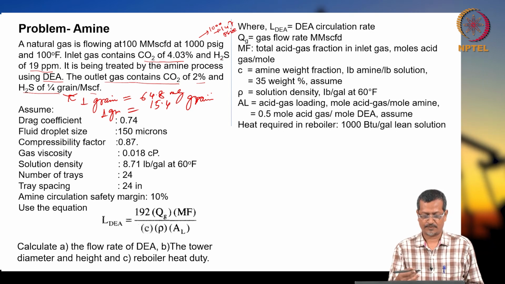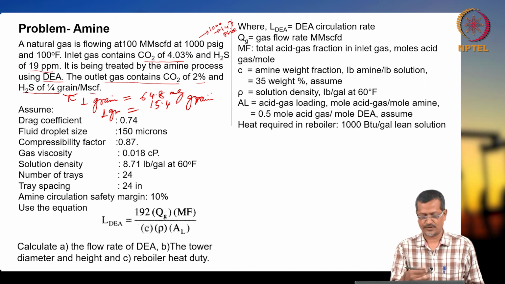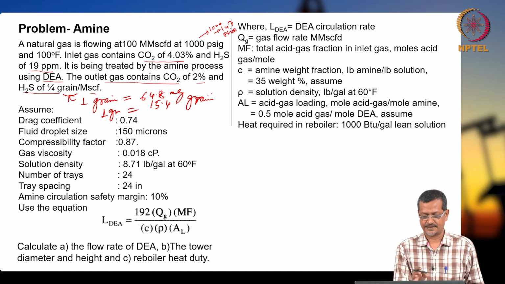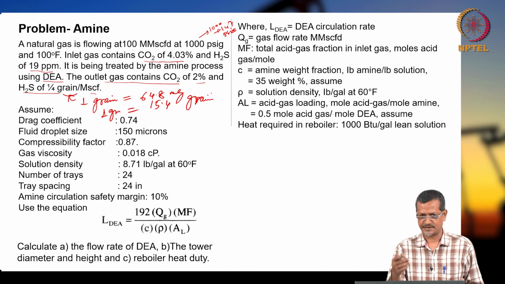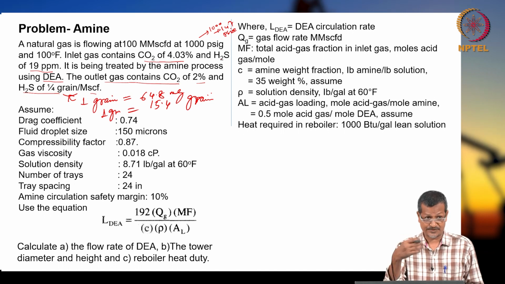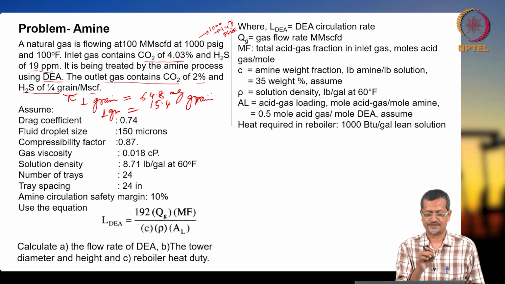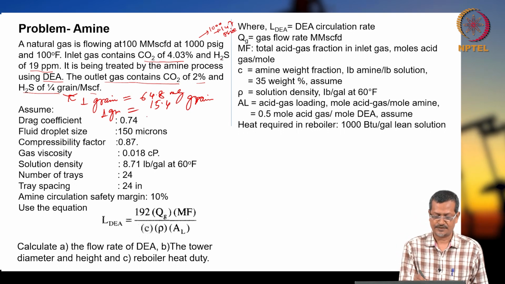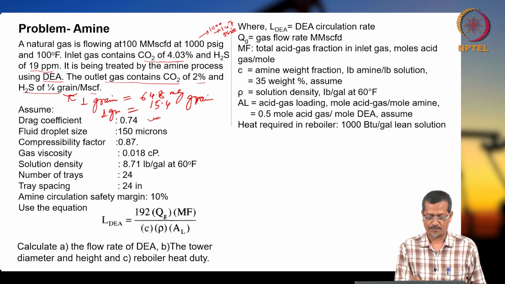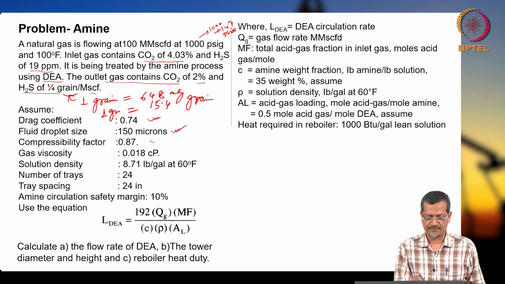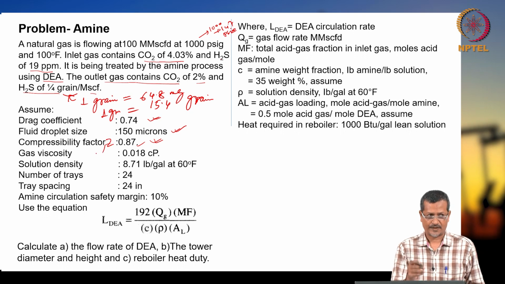Because to solve this problem you have to assume certain values, so I have given that value. In many cases you have to iterate and calculate, for example, CD, drag force, Reynolds number. So instead of going through that route, I have given just the drag coefficient. You can use this one. Fluid droplet size 150 micron, compressibility factor 0.87. Again, you can get that from a table or chart.